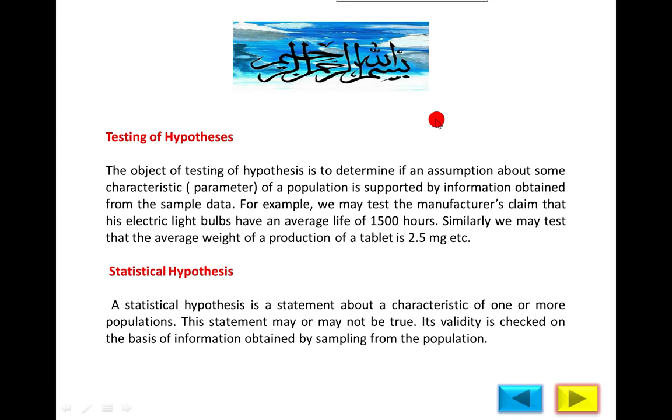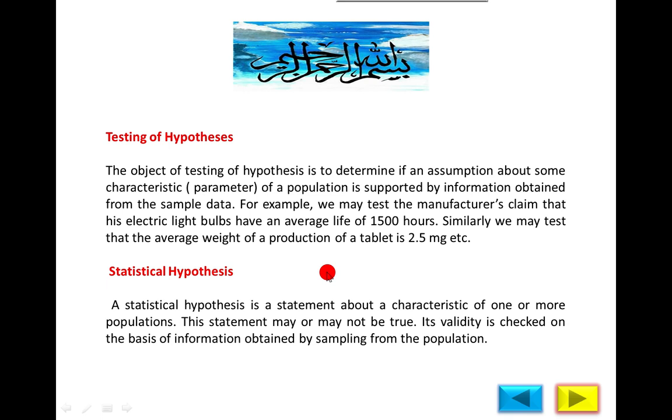This is the first video of your course. The topic is testing of hypothesis. In this video we will cover the testing of hypothesis in terms of definition, in terms of an example, practical example, and in terms of numerical.